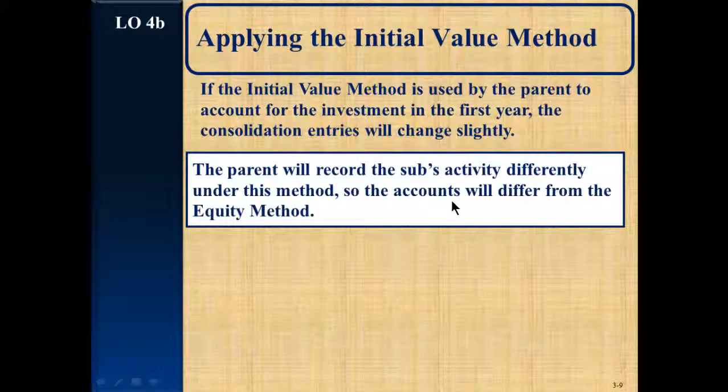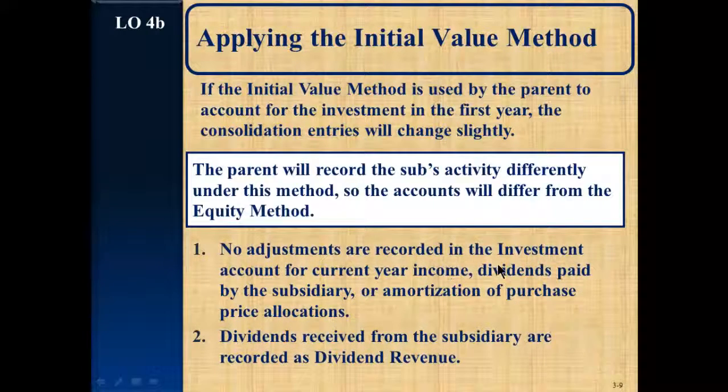Okay, and obviously the accounts that you're going to do your adjustments to are going to differ. And of course, points 1 and 2, we really have already made the adjustments for current year income and dividends paid, or amortization of purchase price allocations. For the current year income and dividends paid, you're not going to record those in the investment account because you didn't put them in there on your general ledger. The dividends received are recorded as dividend revenues. So you're going to see in the video lecture for the problem how you handle that. Again, you're going to have to adjust for it on that consolidation, but it's just going to be different accounts than you would have done under the equity method.